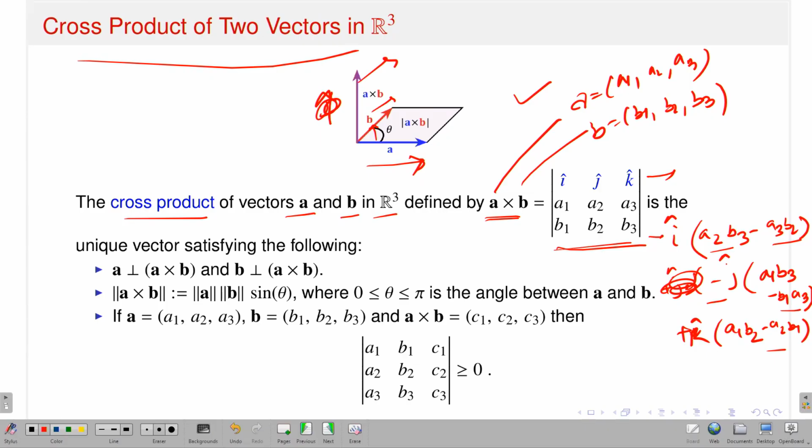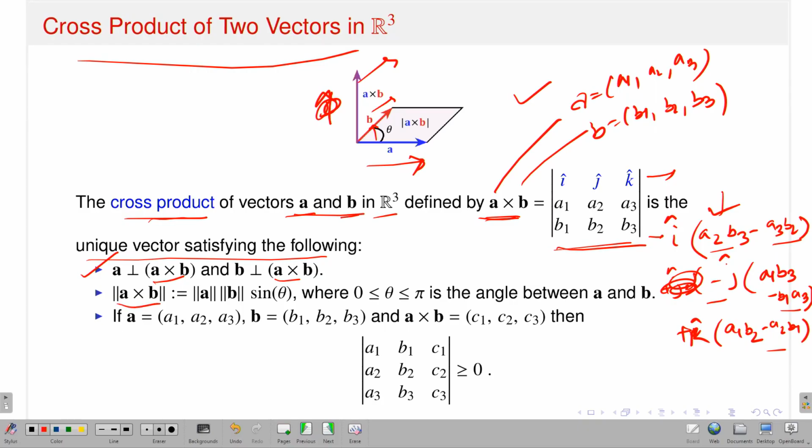So, if I know A and I know B, I know A cross B, which is the vector perpendicular to the plane containing my vectors A and B. The cross product of vectors A and B in R3, defined as this vector which I have written, is the unique vector satisfying the following. As I said, A cross B should be perpendicular to the vector A and perpendicular to the vector B, that means it is perpendicular to the plane containing A and B.